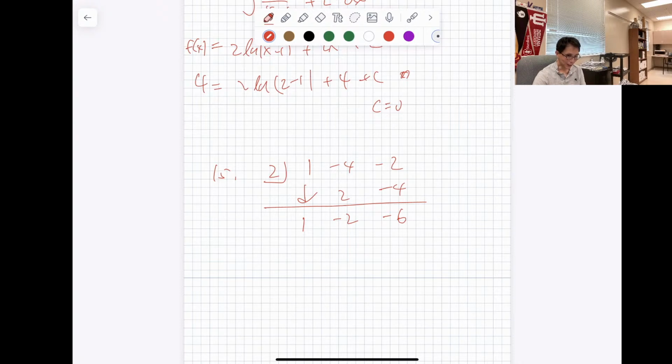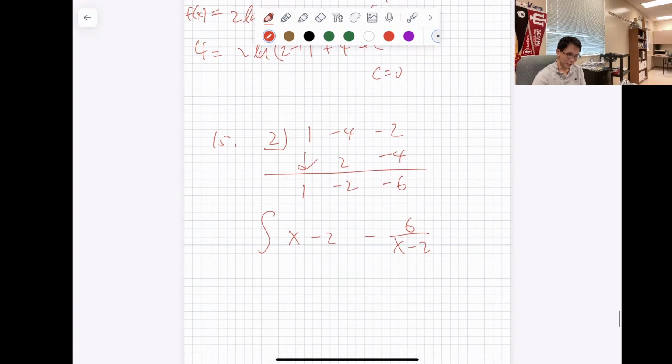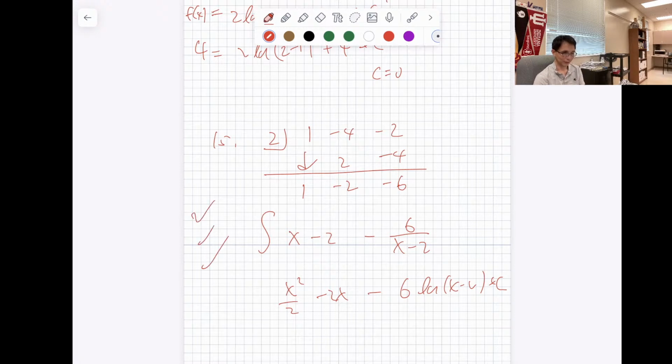So this one is x minus 2, minus 6 over x minus 2. Integration of this. So that is going to be x squared over 2 minus 2x minus 6 ln of x minus 2. Also 3 check marks. And plus d. What if they forgot plus C? Give him half a check, because I penalized Joshua, so I have to penalize the other way too. Otherwise, Joshua's going to be mad at me.